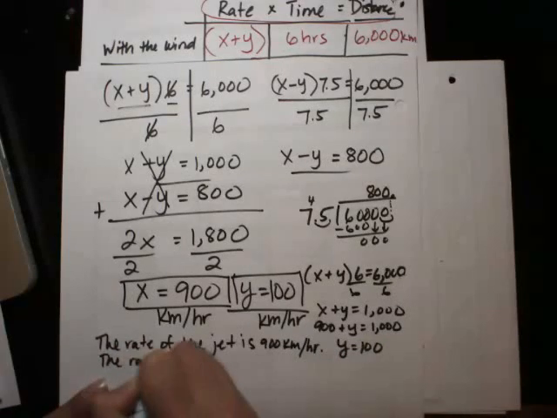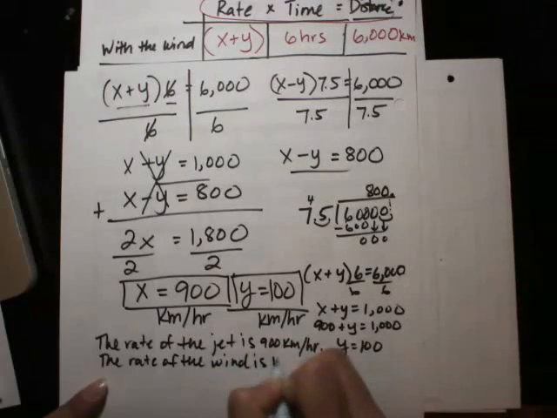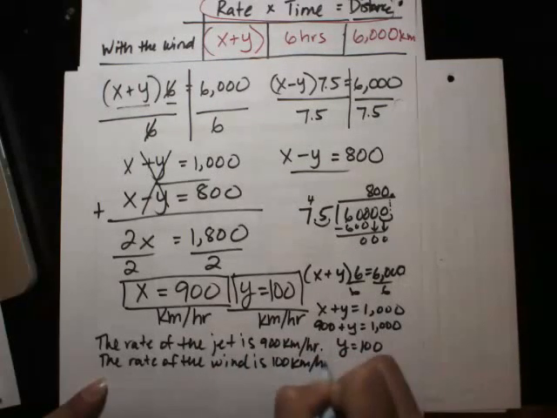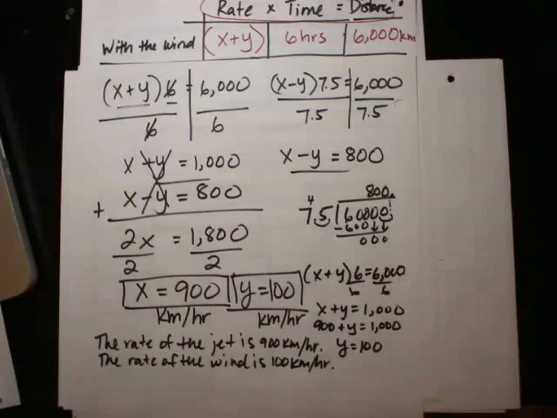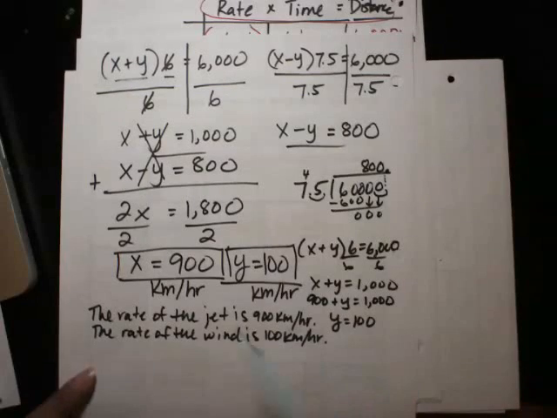Okay, so answering the question, the rate of the jet is 900 kilometers per hour. The rate of the wind is 100 kilometers per hour. And of course, we're going to double check our work. 900 plus 100 equals 1,000, so we're good there. If we take a look at x minus y equals 800, 900 minus 100 does equal 800, so that also checks.